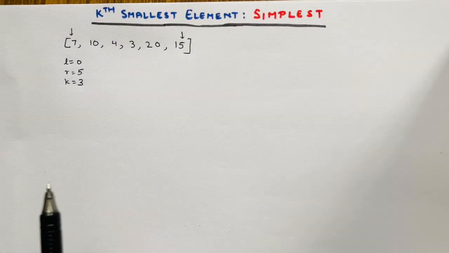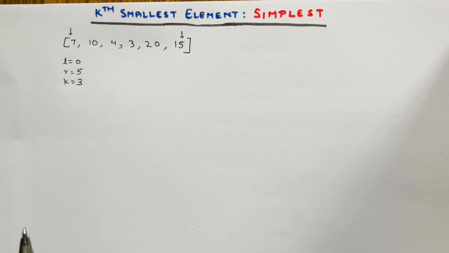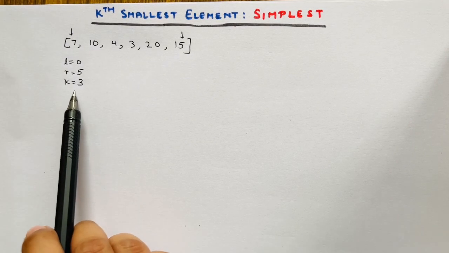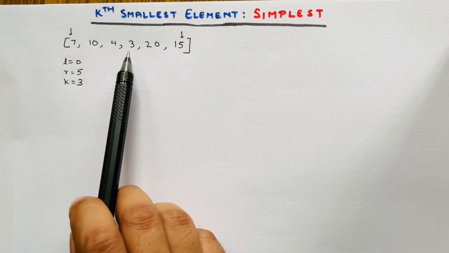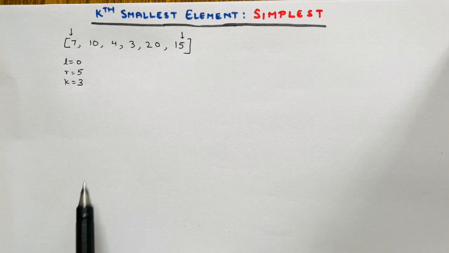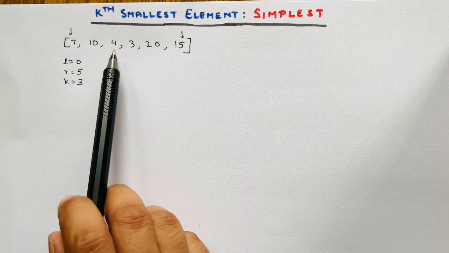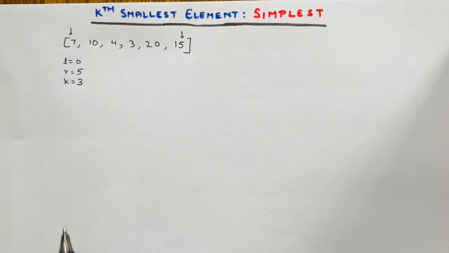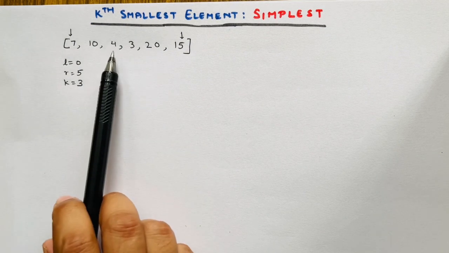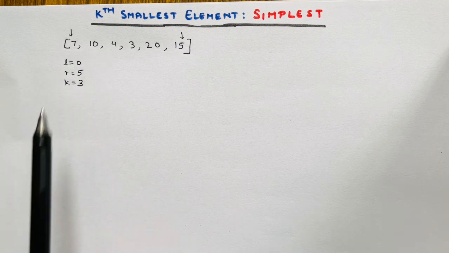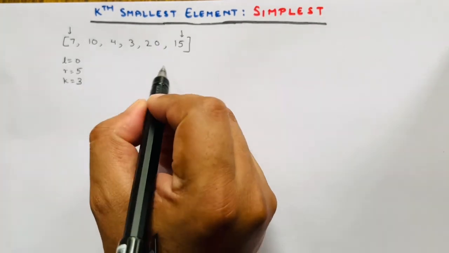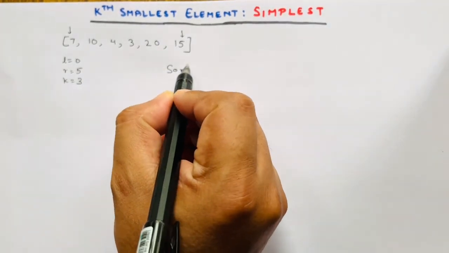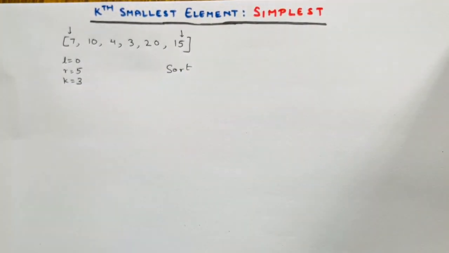Now, before jumping to the solution, let us try to see how we are finding the third smallest element in this array. We first look for the smallest one. We see it is 3. Then we see a number just bigger than this, 4. This is the second smallest one. And then we go for a number just bigger than this, 7. It is the third smallest one. So what exactly are we doing? We are sorting the array.